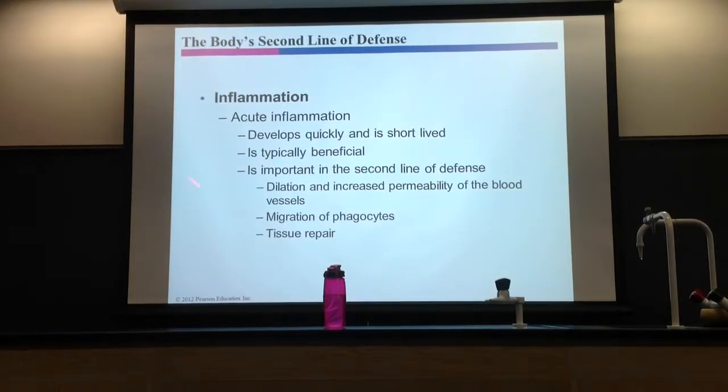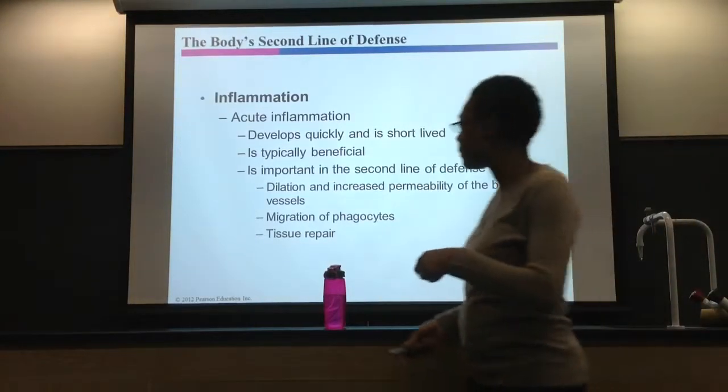Now, all of this, whether it's dilation, first of all, dilation helps with this process, tissue repair. So when dilation brings in fresh blood, fresh O2, it helps that tissue that was damaged to repair, correct? Increased permeability helps with this process here, right? Bring in phagocytes, help them to get out of the blood vessel, into the tissue itself, and eat whoever's there in the first place.